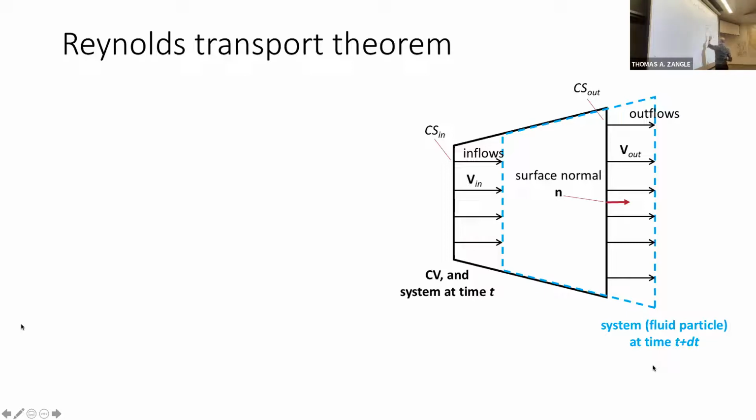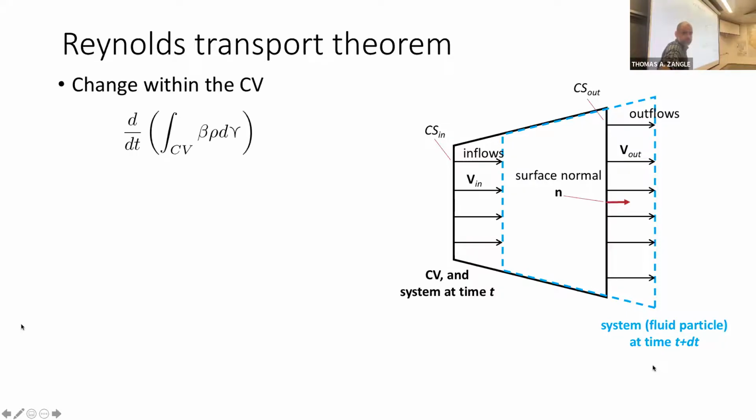In this case, I have one inlet, one outlet. And we're going to account for sources and sinks, inflows and outflows, and ask how that relates to the amount of our quantity that is within this control volume. And so we can have change within the control volume itself. If beta is changing within the control volume itself, the rate of change of that can cause the amount of total B in the control volume to change.